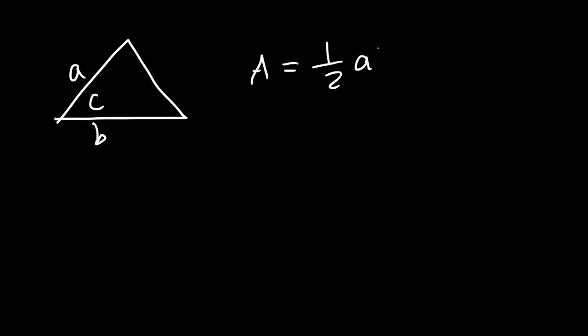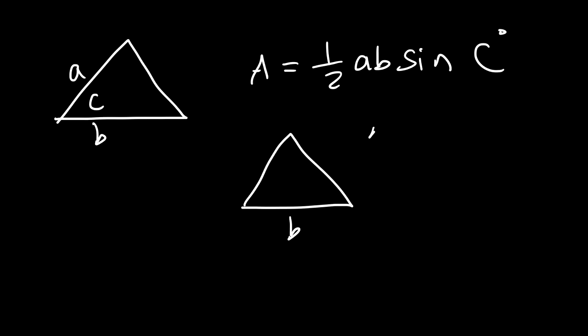Now let's say if you had a triangle where you have 2 sides and the included angle, the area is 1/2 AB sine of angle C. Now if you have a triangle like this, let's say if you know the base and the height, you could simply use A is equal to 1/2 BH.